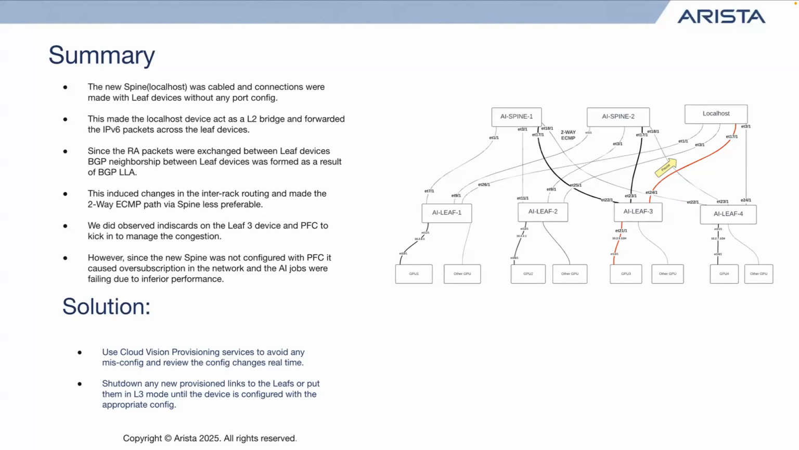Now, we also observed some packet drops or in-discard events on the AI leaf 3, and PFC did get activated to manage the oversubscription or congestion that was happening on the AI leaf 3. However, since the new spine was not configured with PFC, it could not manage the oversubscription, and we saw oversubscription in the entire network, and that caused the AI jobs to fail due to the inferior performance.